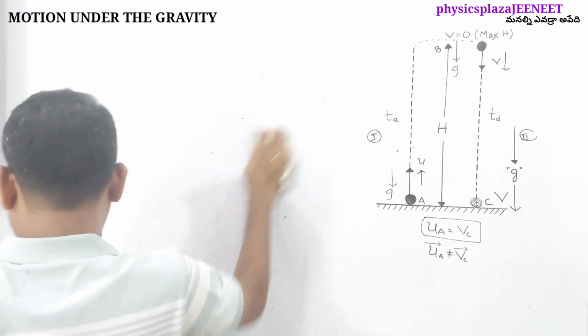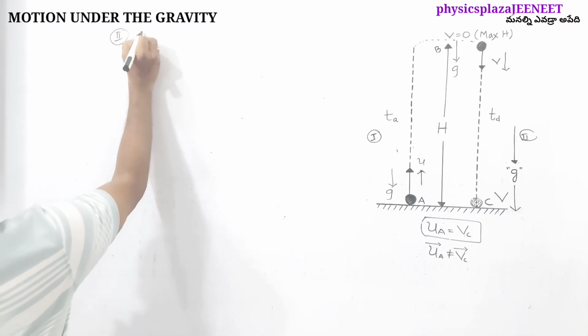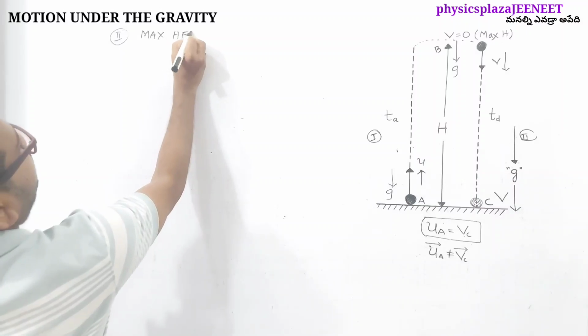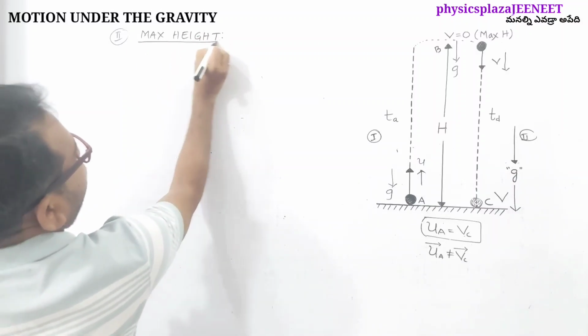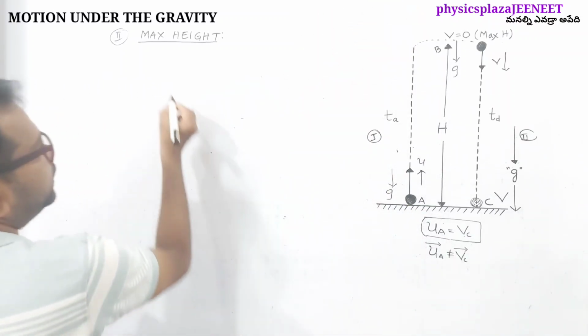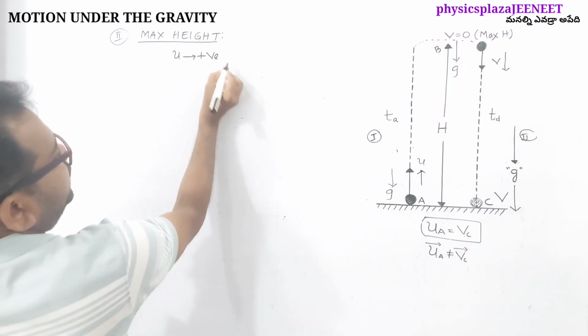Now the second parameter we are going to discuss is maximum height. What is that, children? We will see on which factor it depends. Maximum height, so A to B, right? A to B is actually the maximum height. Anyhow, velocity is positive because it is in the upward direction.